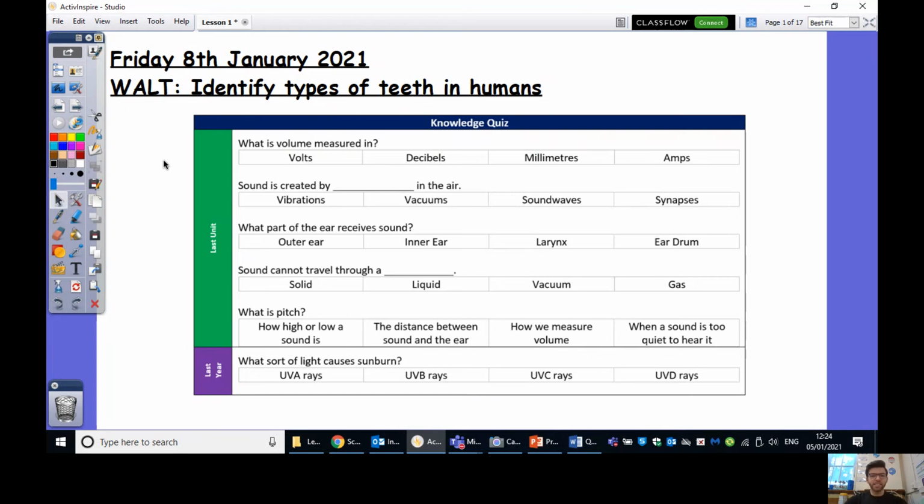And then finally, question 6. What sort of light causes sunburn? So this is going on to what you did last year, looking at different light. Is it UVA rays that cause sunburn? UVB rays that cause sunburn? UVC rays or UVD rays? So it's a certain kind of UV ray, but which one causes sunburn? A, B, C, or D? So final few seconds, and then we will go through the answers.